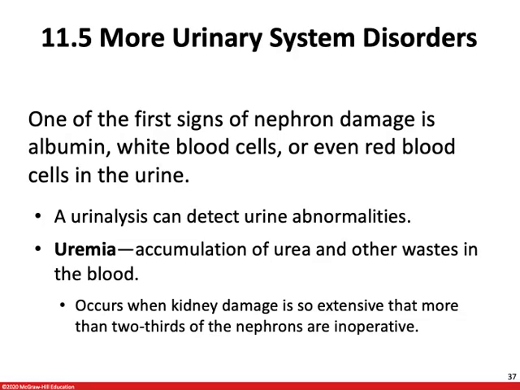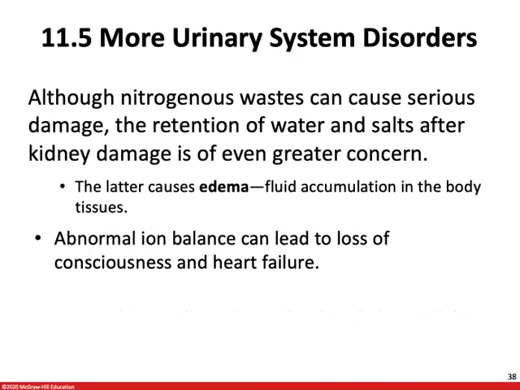Uremia is an accumulation of urea and other wastes in the blood. This typically occurs when kidney damage is so extensive that more than 2/3 of the nephrons are inoperative, and so there's not enough nephrons to pick up the slack of the damaged portions of the kidneys. There are nitrogenous wastes that can cause serious damage.